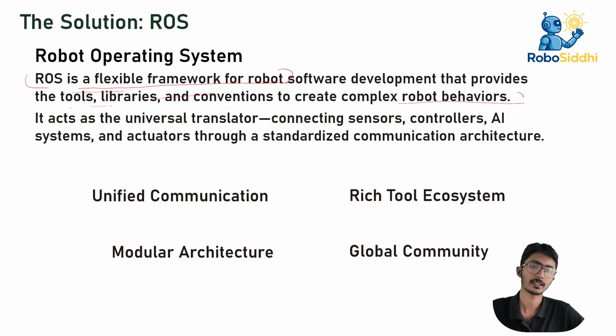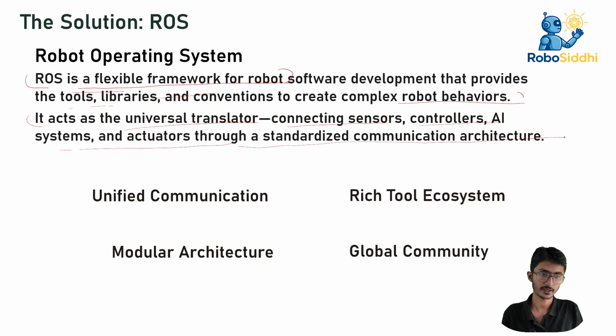So imagine it. ROS is providing you the backbone of the robot, which means you just have to create the different modules and integrate them with each other. It acts as a universal translator, connecting sensors, controllers, AI systems, and actuators through a standard communication architecture.